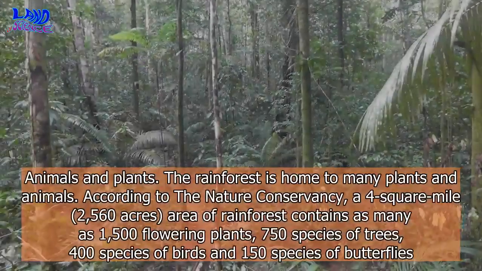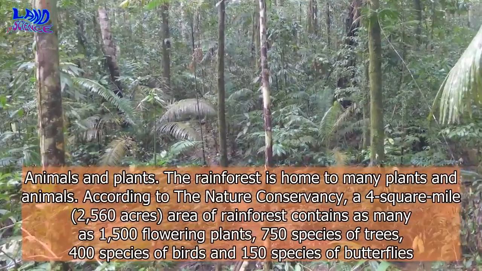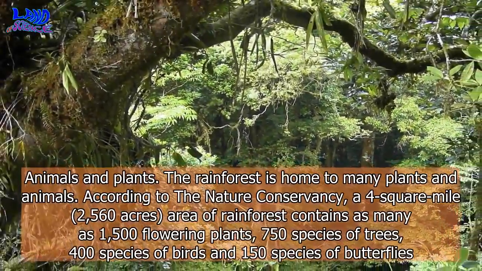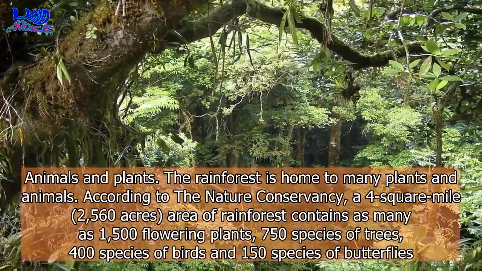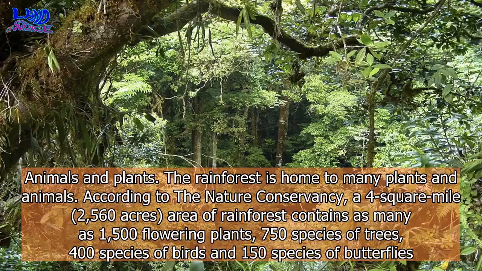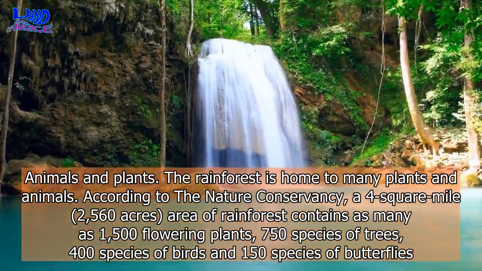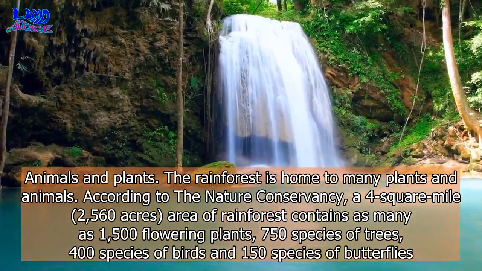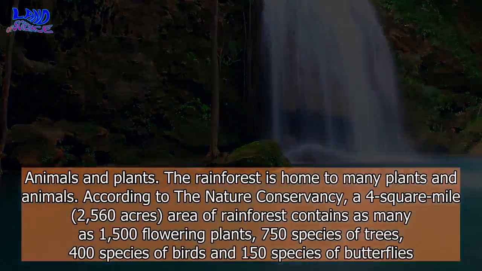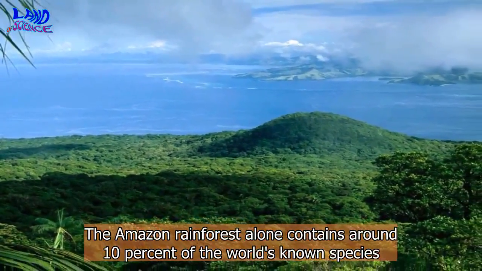Animals and plants. The rainforest is home to many plants and animals. According to the Nature Conservancy, a 4 square mile (2,560 acres) area of rainforest contains as many as 1,500 flowering plants, 750 species of trees, 400 species of birds and 150 species of butterflies. The Amazon rainforest alone contains around 10% of the world's known species.